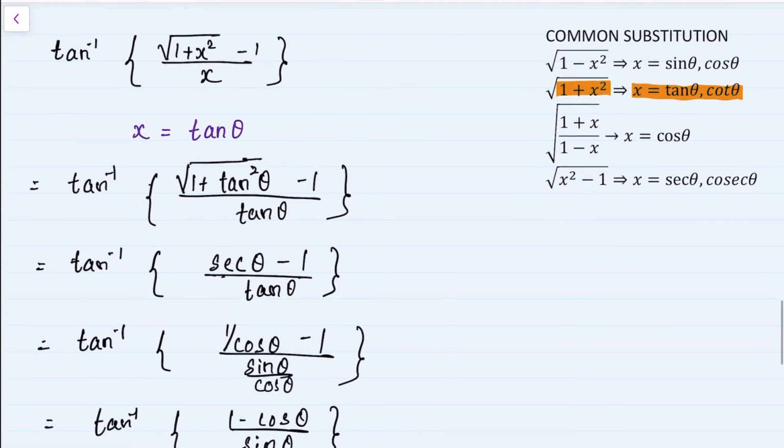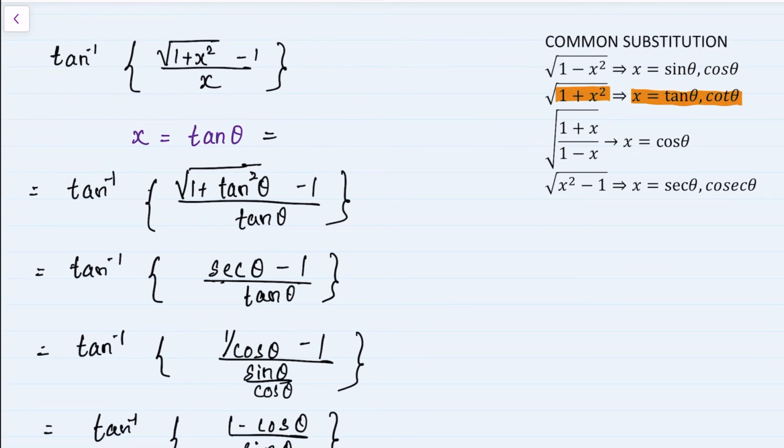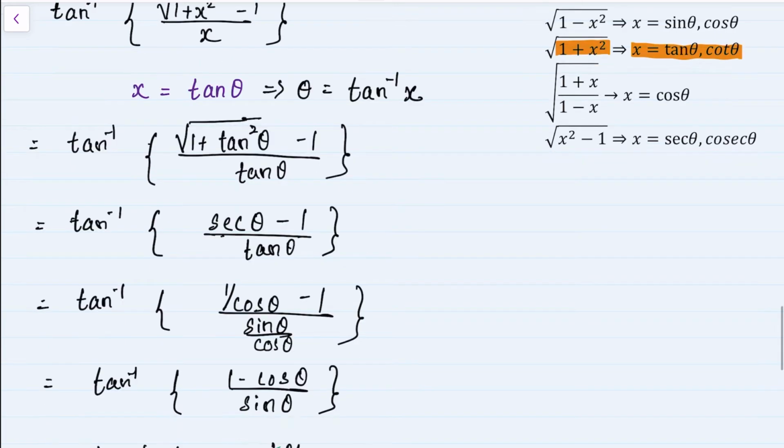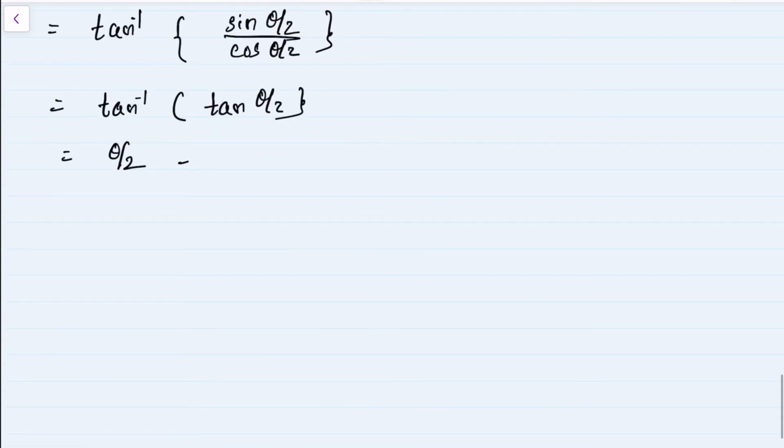Now theta was again introduced by us, so we need to convert theta in terms of some inverse trigonometric function. Since x is equal to tan theta, theta will be equal to tan inverse of x. So here our final answer would be tan inverse of x whole by 2.